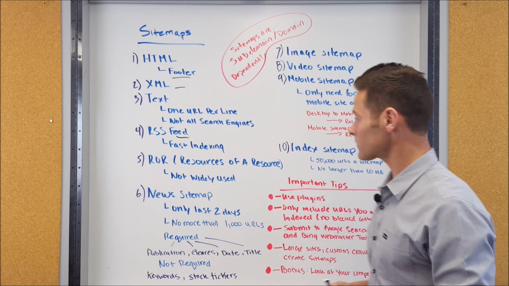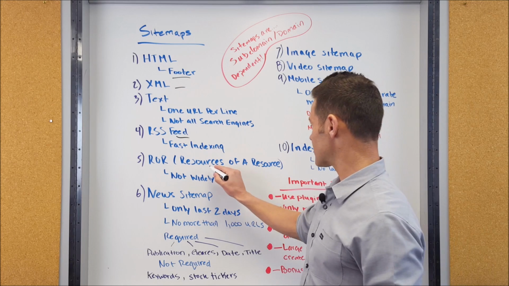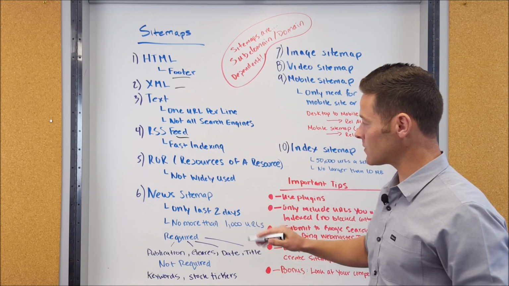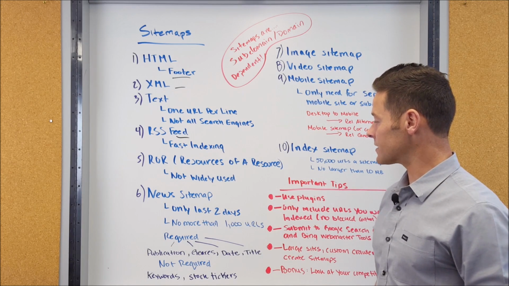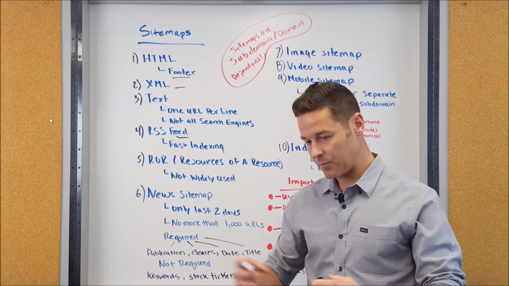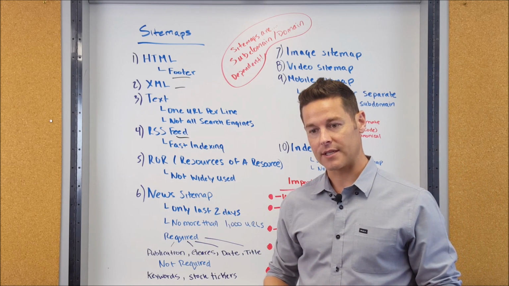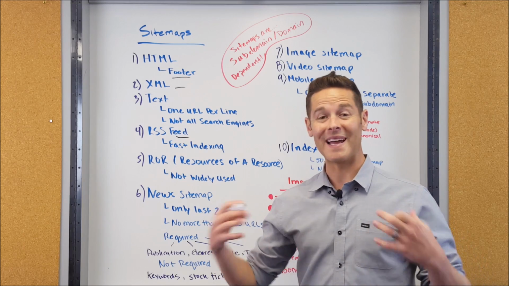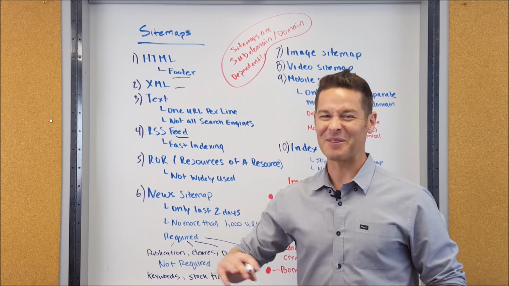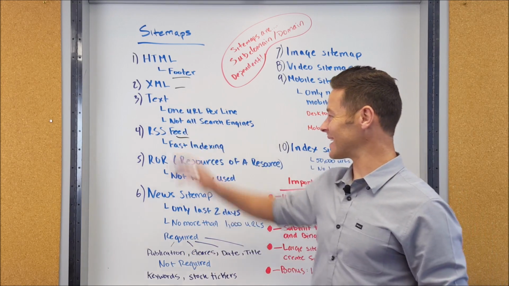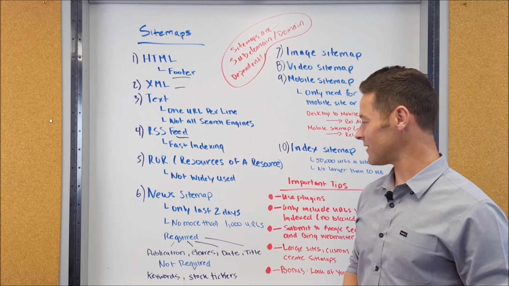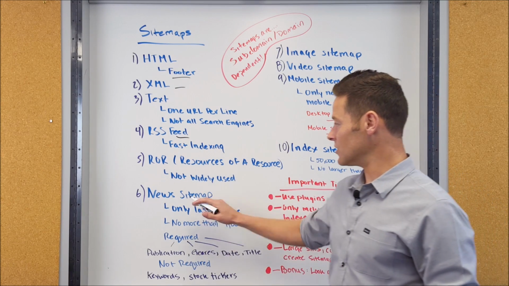Okay, there's also the RAR file, which was basically a couple of people who came together and wanted to create a type of sitemap that would be used by everybody. It was a great idea, but it didn't really catch on because everybody uses XML. And then there's of course the news sitemap.